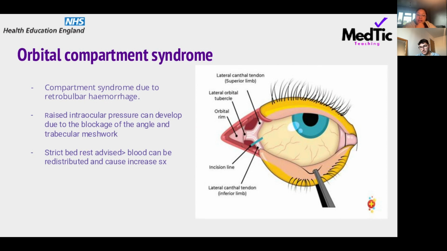Strict bed rest is advised because any movement can cause a redistribution of the blood or potentially cause an increase of blood and a build-up of pressure as well. Causes, like we've talked about with this patient, include trauma. Also, potentially surgery, or if a patient's on anticoagulation and they might have had a fall, so again trauma, that also causes an increased risk of bleeding, and potentially orbital cellulitis.